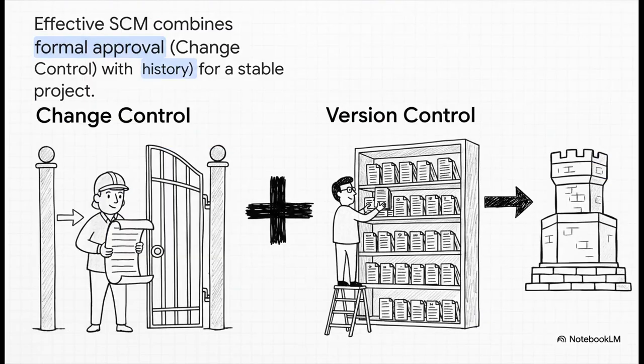And that right there is the big takeaway. For a truly stable, manageable project, you need both. You need the formal approval from change control acting as a gatekeeper, making sure only good ideas get through. And you need the detailed history from version control acting as the project's perfect memory, the librarian that tracks every single detail.